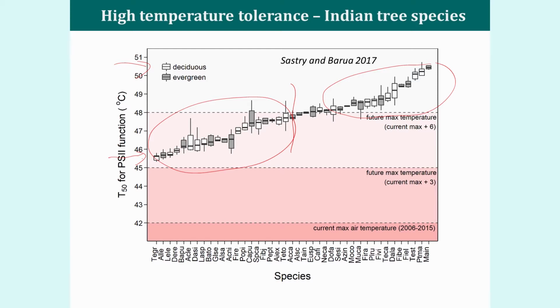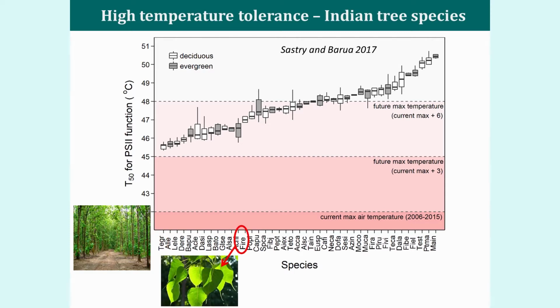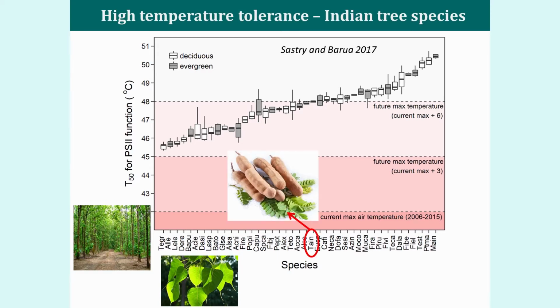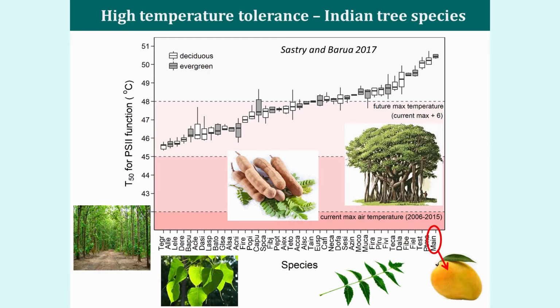Just for you to understand what these different species are, the most sensitive species in this study was actually Tectona grandis. There is the peepal tree somewhere over there, which is also fairly sensitive, tamarind, which is right in the middle, neem, the Ficus religiosa, banyan tree, and on the extreme right hand side in this group of 40 species, the one that was most tolerant was actually mango.